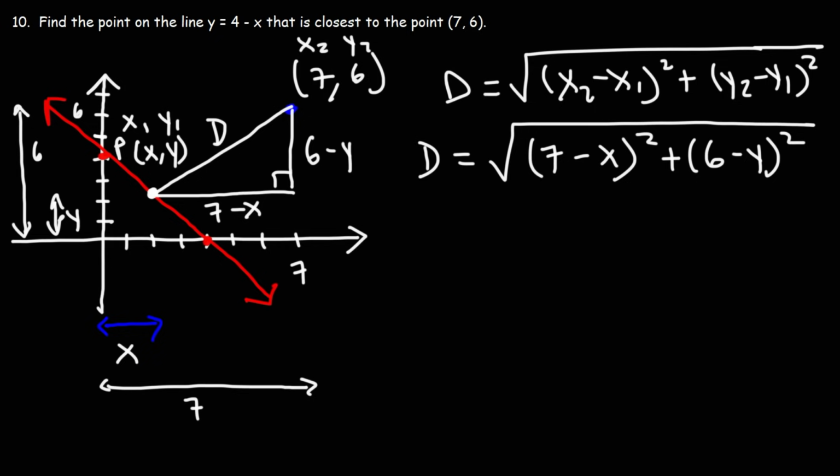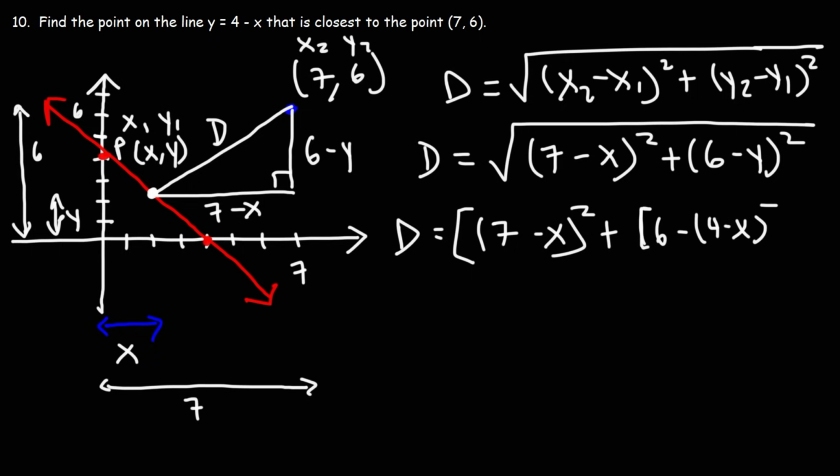Now there's one more thing we need to do here before we could find the first derivative. Our goal is to minimize d. And right now, d is in terms of 2 variables, x and y. So what we need to do is replace y with 4 minus x. So d is going to equal, now instead of writing this square root symbol, we can raise it to the 1/2. So this is going to be 7 minus x squared plus 6 minus, and then let's replace y with 4 minus x squared, and all of this is raised to the 1/2.